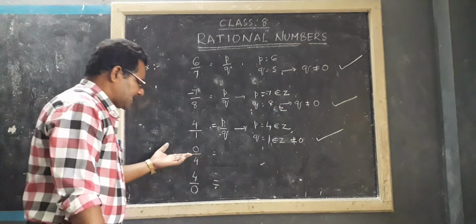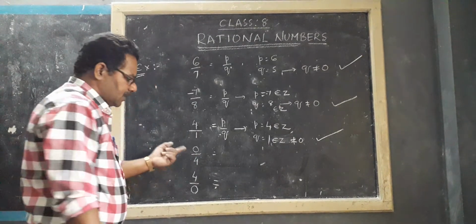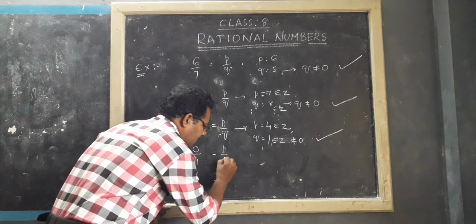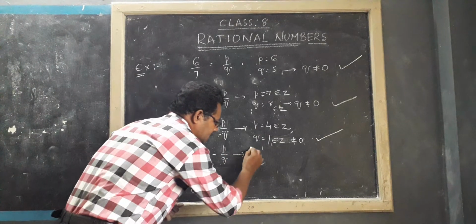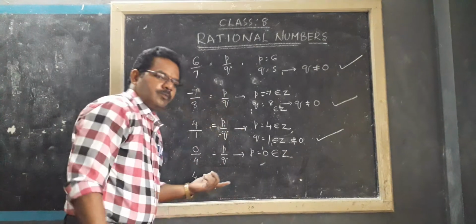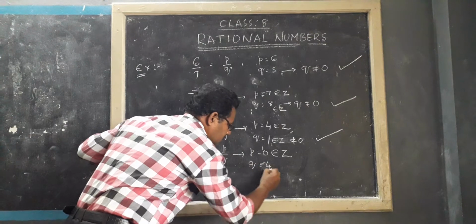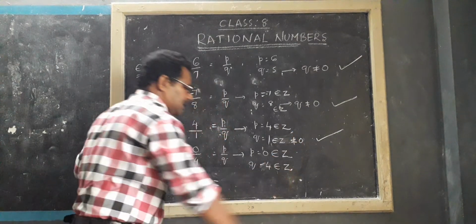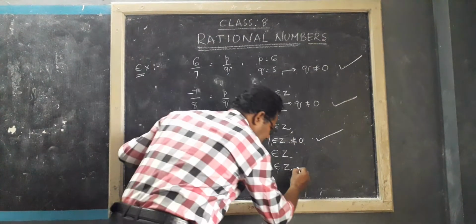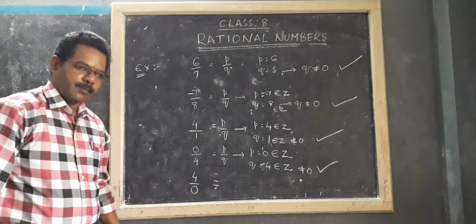Next, the fourth one. One more example. 0 by 4. 0 by 4 we can also compare with P by Q, means P is equal to 0. This belongs to integers. Q is equal to 4. This is also an integer. So both are integers and Q is not equal to 0. So this is also a rational number.